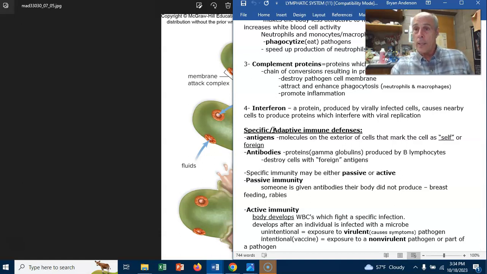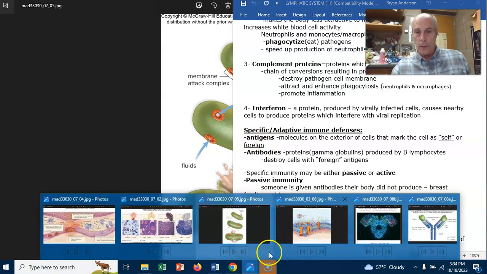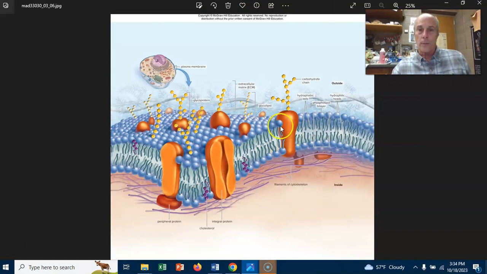How does that pathogen get identified, you might ask? Well, because like all cells, they have antigens on their surface. And when I say antigen, think way back to the cell surface. So here's a cell membrane. These are the transport proteins. We talked about some of these being insulin receptors. Well, some of them are also signposts, if you will.